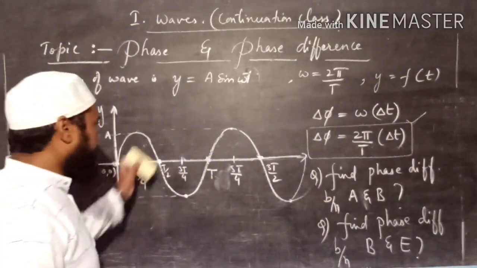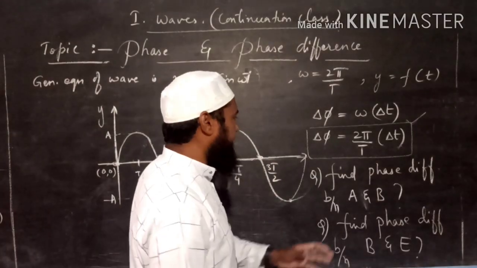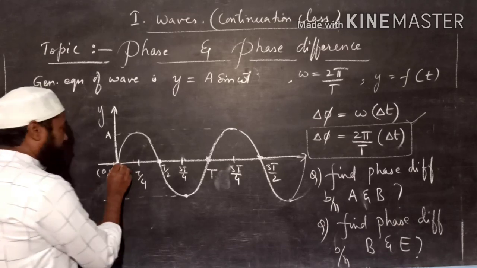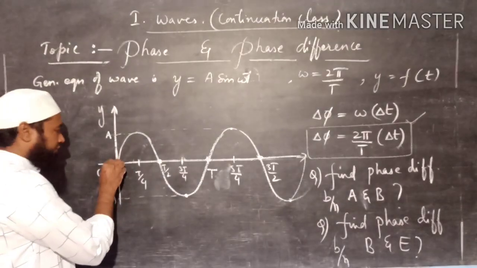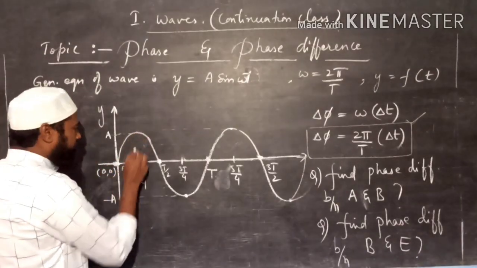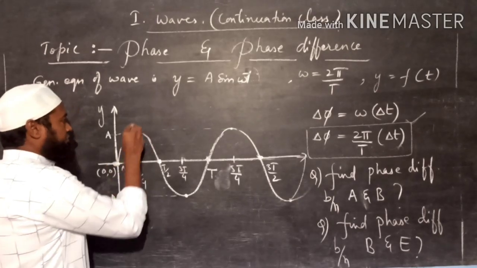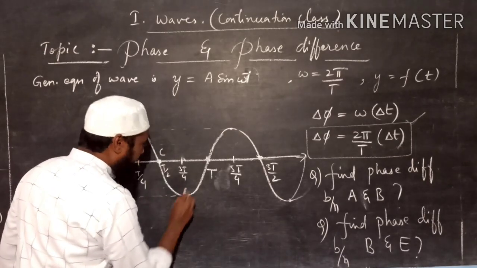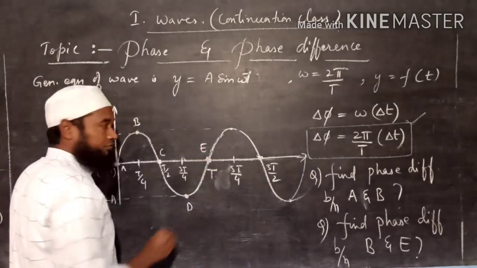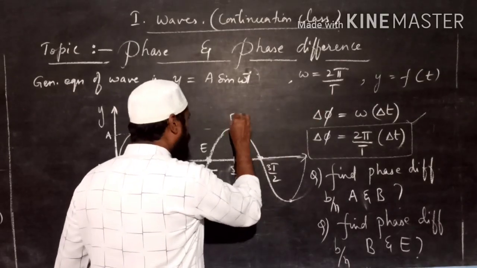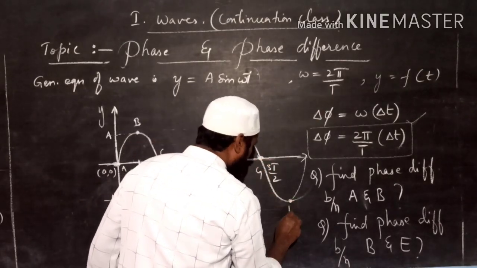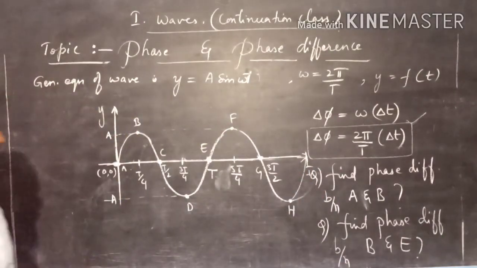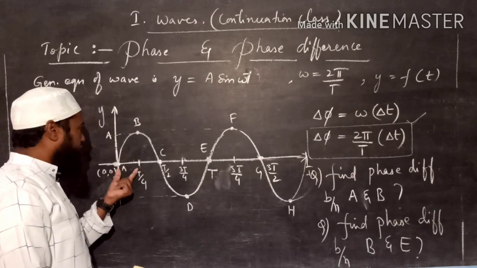Now in the waveform, which points are called A and B, and which points are called B and E? You all know from where the wave is starting. From there you can assume it as A, and from the highest point, the maximum displacement, you can assume B. Then again at the mean position C, then again here D, then again here E. If you want to go further, F, G, H, I. So all these are wave points you already know. After each T by 4 you will get one point.